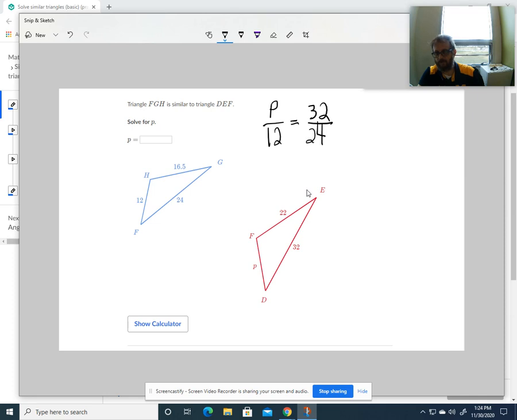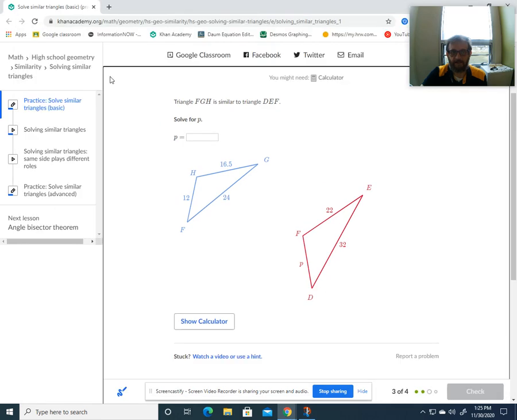Now, there's lots of ways to do this. We can talk about how we did it. For me, this one's pretty straightforward because this is clearly half. So we're cutting this in half. The ratio of these two is clearly 2 to 1. So P is simply going to be 16.